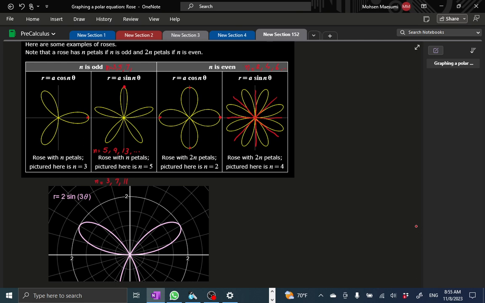So this was a general remark about how these roses look. Now let's go ahead and draw them slowly to get a sense of what happens as the angle theta changes. How does our curve get traced out? So we are going to trace the curve.